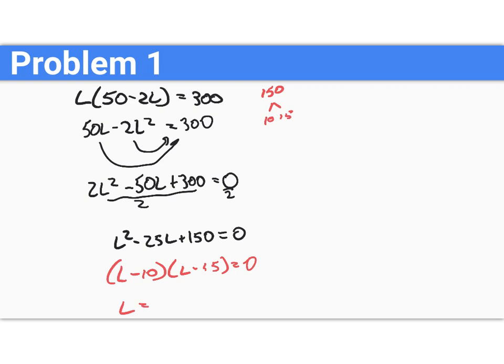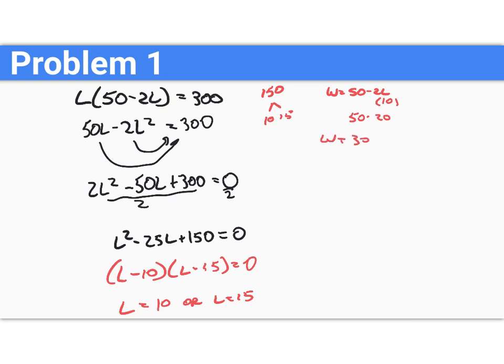So L could be 10 or L could be 15. Now this only solves the length, but what about the width? The width is 50 minus 2L, and if we stick 10 in here, we get 50 minus 20, which equals 30 as the width.